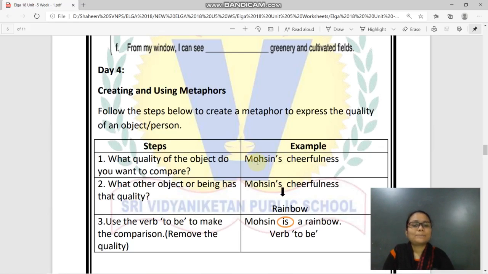So here the example is Mohsin's cheerfulness. So what quality of the object do you want to compare? You are supposed to first follow step 1. Next, step 2. What other object or being has that quality? You are supposed to think over that, children. Here, see, it is being compared with a rainbow. This is your step 2, children.